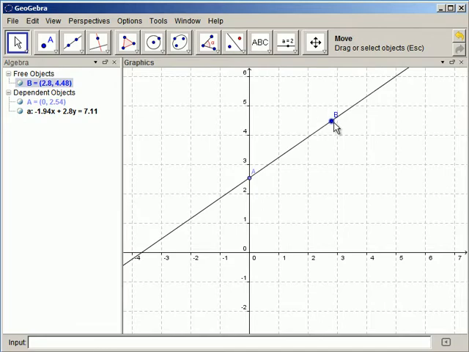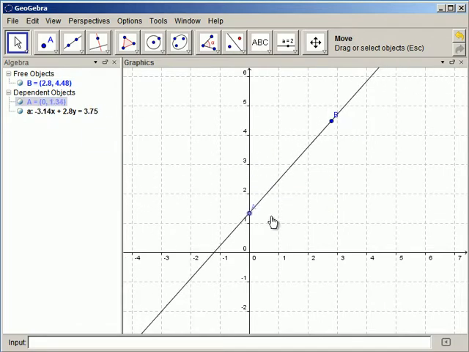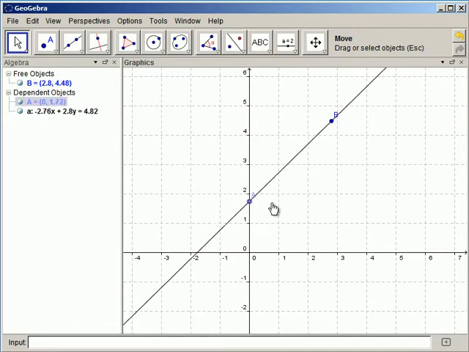Notice it's listed as a free object. That's B, that's this one. And this one is listed as a dependent object because it's tied to some other thing. In this case, it's tied to the y-axis.